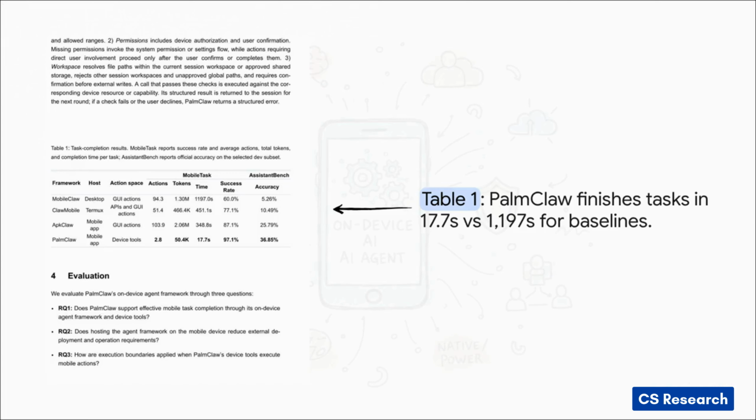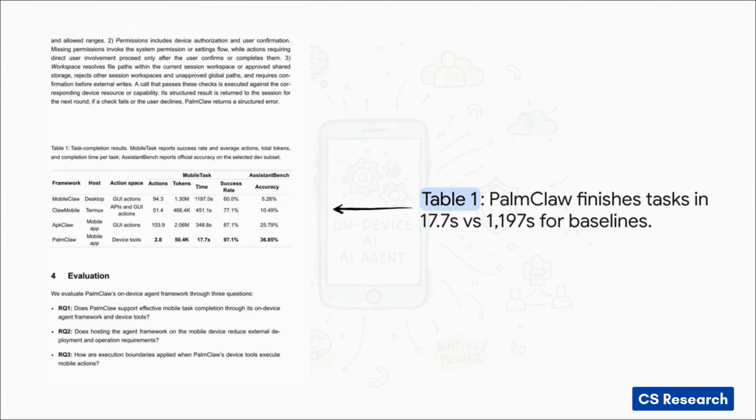And this brilliantly illustrates exactly what we're talking about. Let's analyze this table together. Look at the very top row, MobileClaw. This is the old desktop-hosted GUI approach. To complete a task, it required an average of 94.3 actions and took an agonizing 1197 seconds. That is practically 20 minutes to complete a single mobile task, with only a 60% success rate.